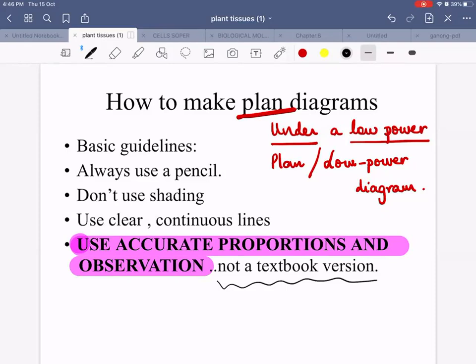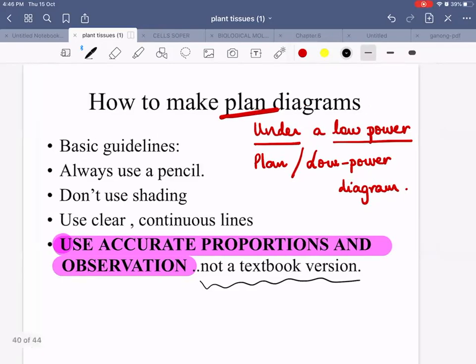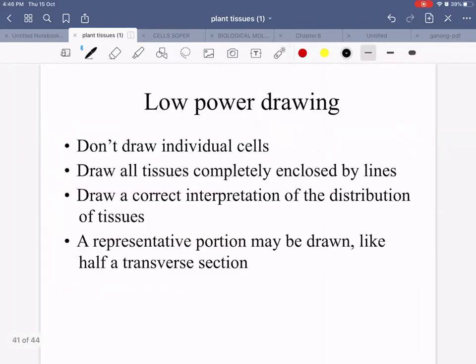It has a different pattern of distribution of tissues, different proportions. Achha, these are some of the rules. Let's do some more rules.